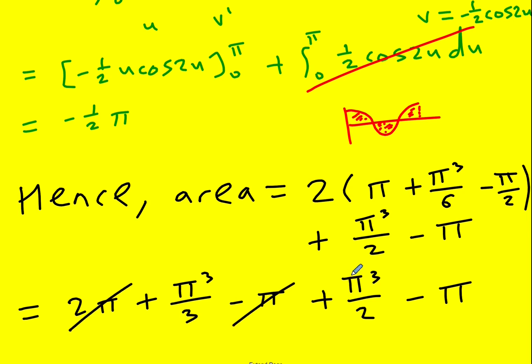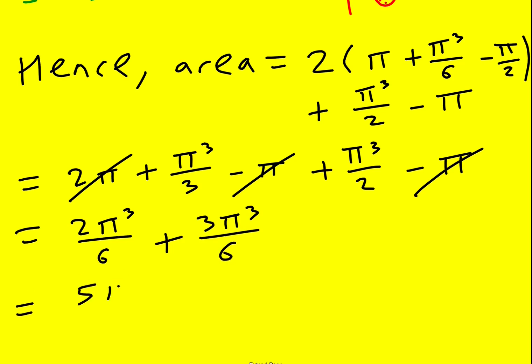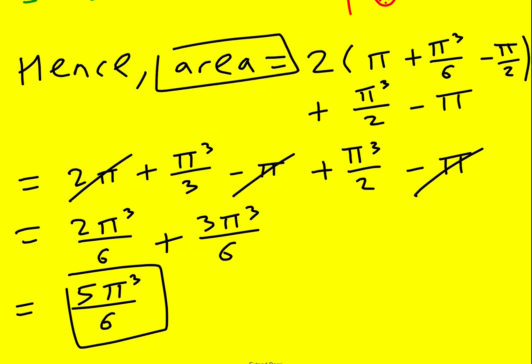The 2 pi and the minus pi will cancel. So we're left with, we can put it over a common denominator. It's going to be 2 pi cubed over 6 plus 3 pi cubed over 6. And we're there. The answer is 5 pi cubed over 6. That is going to be the area that the goat can graze.